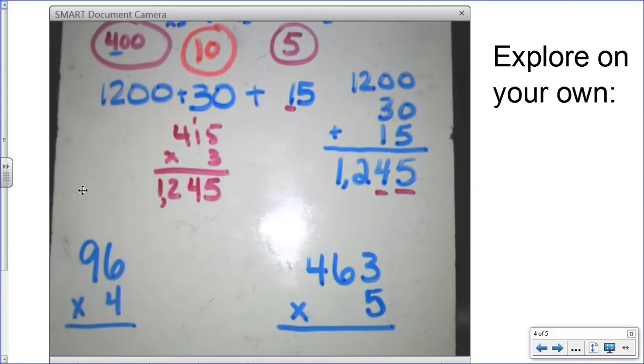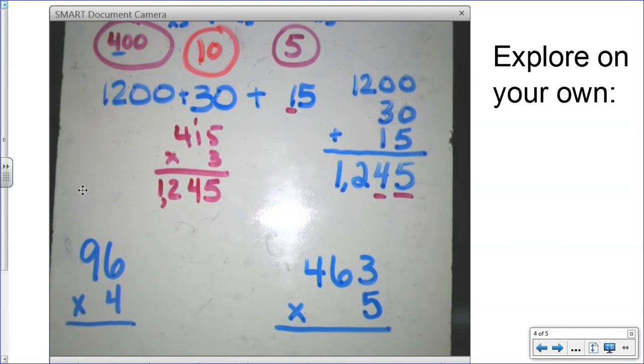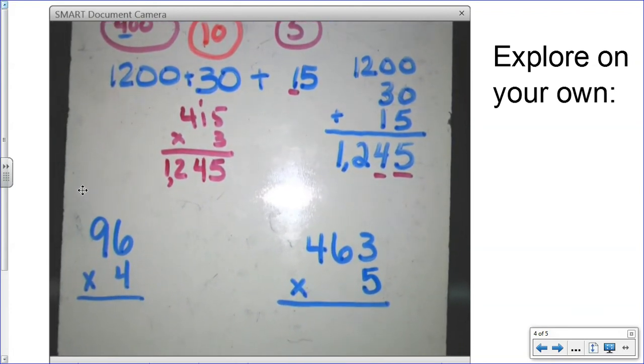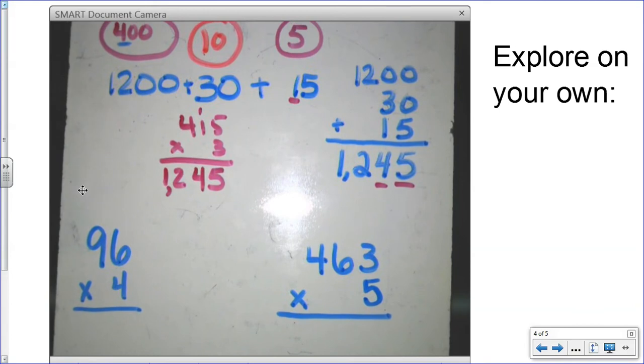Let's take a look at these final 2 examples. And what I want for you to do is pause this video very quickly, work on these 2 problems, and then come back and check your work with me when you're done working on these.